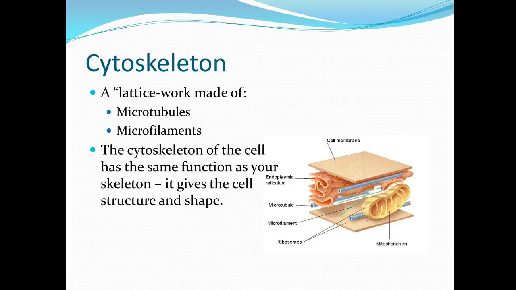Cytoskeleton. This is made up of two structures called microtubules, which are a little bit thicker, as you can see here, and microfilaments, which you can see here. And so it's throughout the cell, provides structure and support for the cell, just like our skeletons do the same for us.